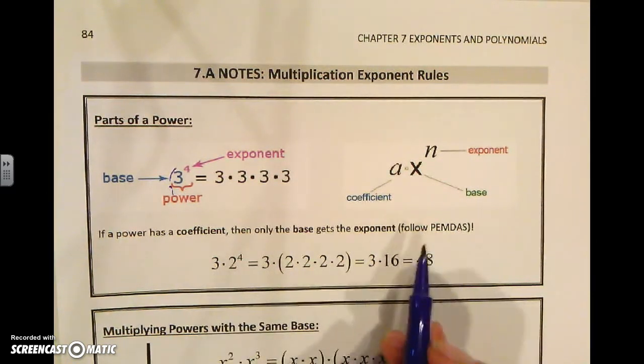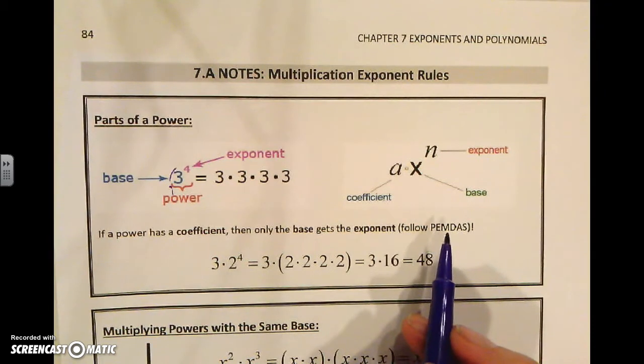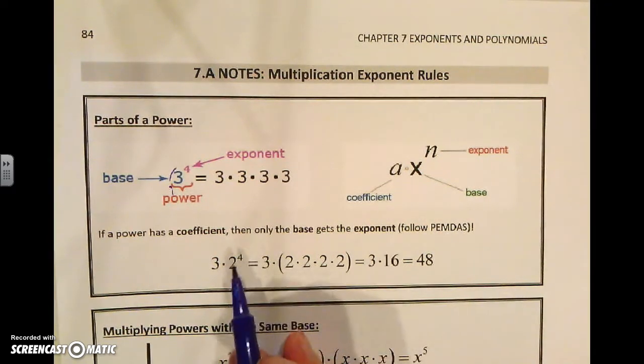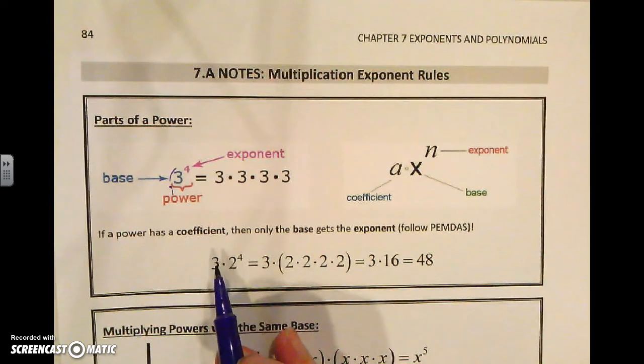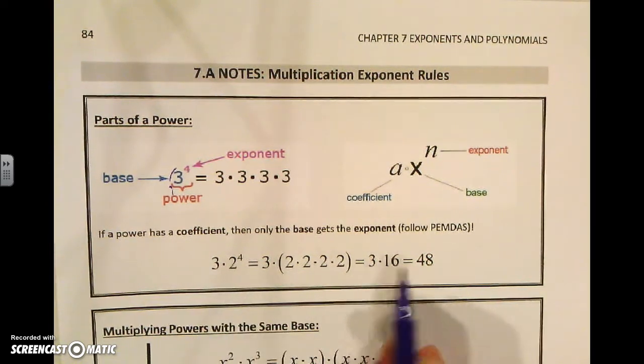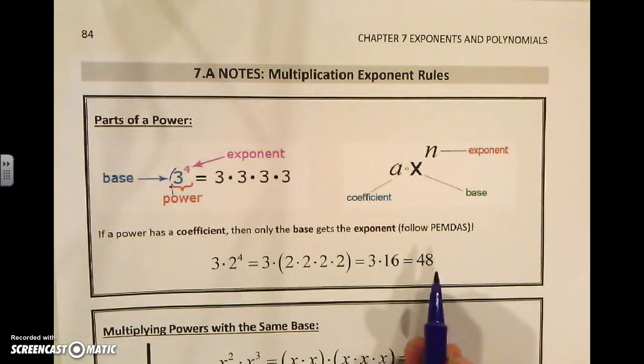Remember PEMDAS, the exponent gets done before the multiplication. So that's why the 2 to the 4th gets done before we multiply by 3. So we get 2, 2, 2, 2 gives me 16. 16 times 3 is 48.